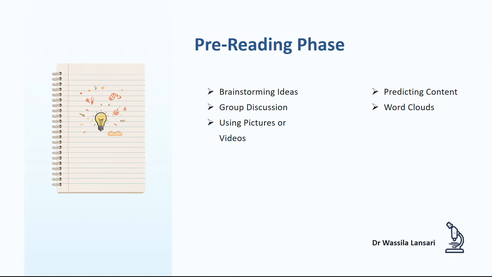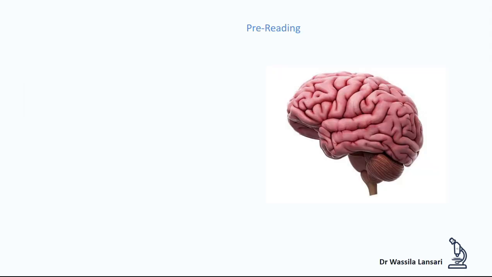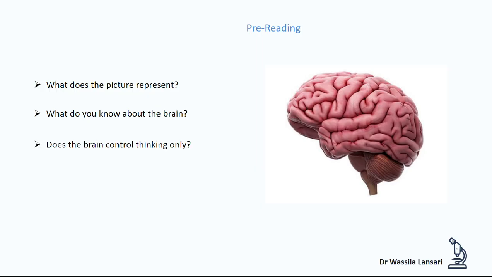Here is an example where we use a picture of a brain in the pre-reading. And before reading, we may ask ourselves the following questions. What does the picture represent? What do you know about the brain? Does the brain control thinking only? These questions activate our previous knowledge and make reading easier.